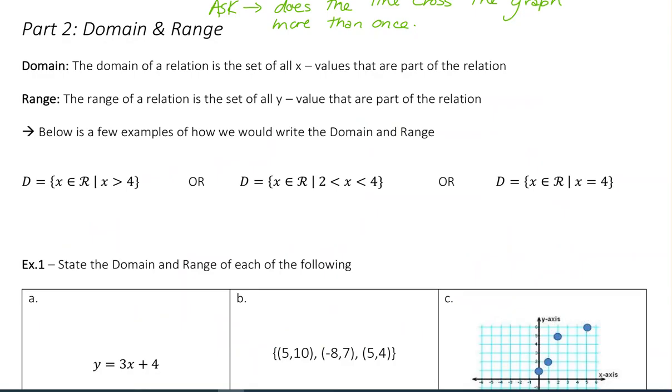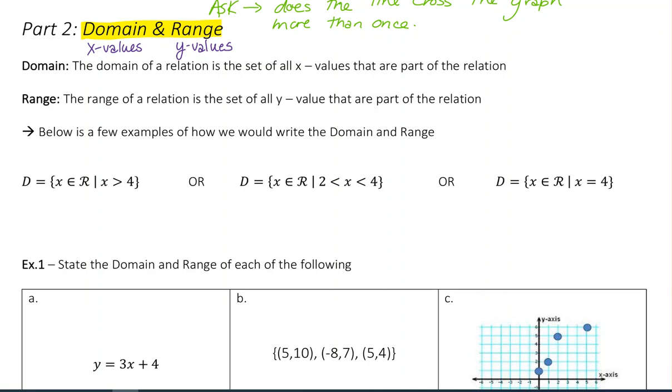The next thing that we need to introduce is what we call domain and range. Okay, domain and range go hand in hand. Our domain is always associated with our x values, and our range is always associated with our y values. Okay, so the domain. The domain of a relation is a set of all x values that are part of the relation. So essentially, what can the graph equal in terms of x?